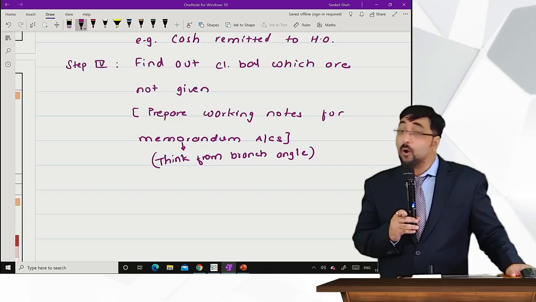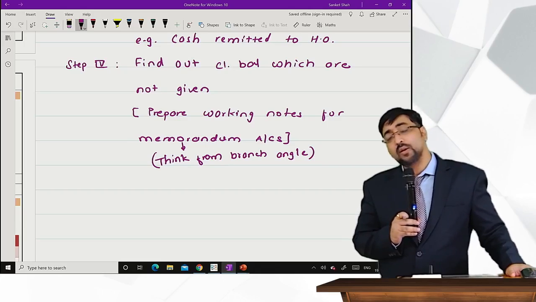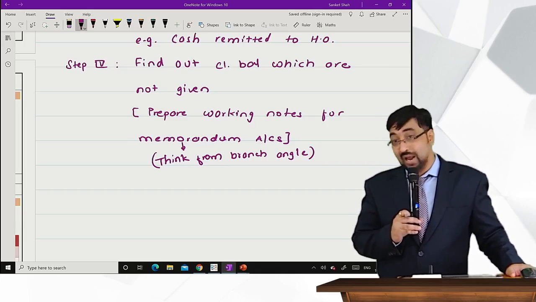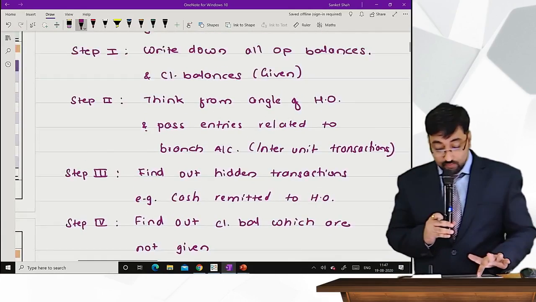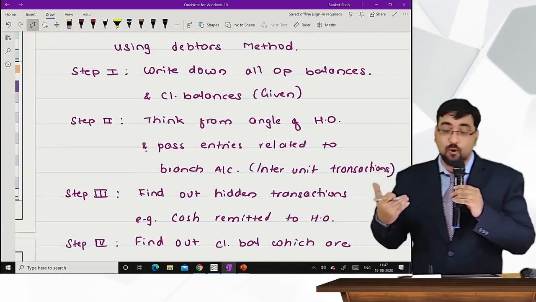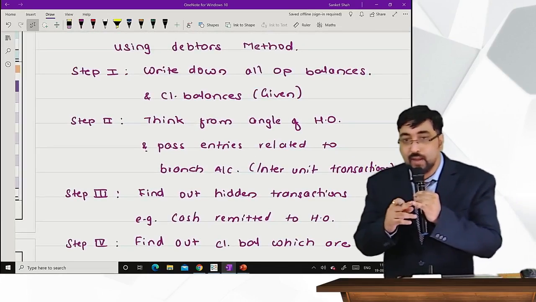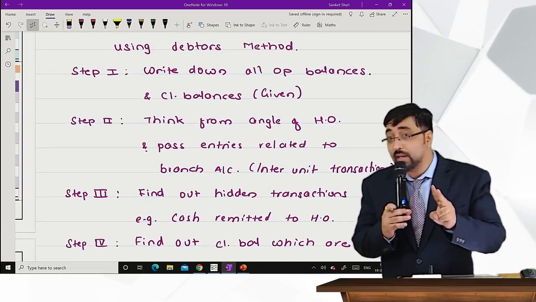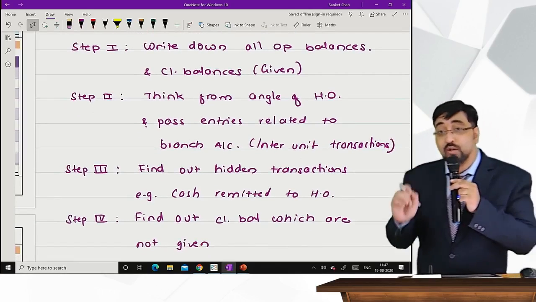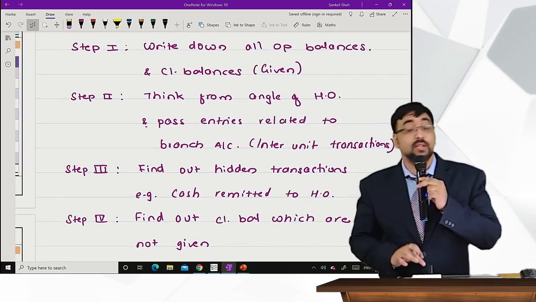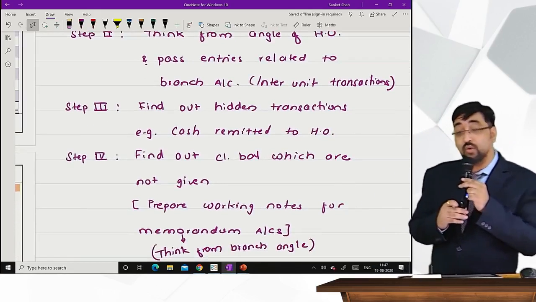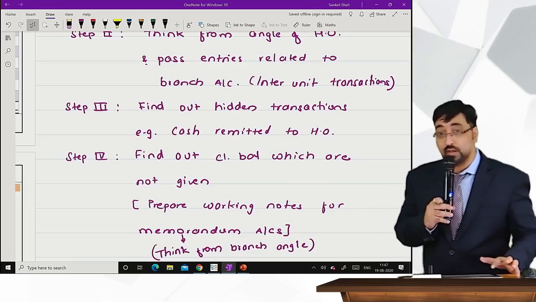If you follow all these 4 steps, you will definitely solve any problem of dependent branch at cost. If you solve dependent branch using the debtors method, just follow all these 4 steps: write down all opening balances and closing balances, think from the angle of HO, pass entries which are related to branch account, inter-unit transactions. Step number 3 is find out some hidden entries like cash is remitted to HO, and the last one is find out closing balances which are not given.